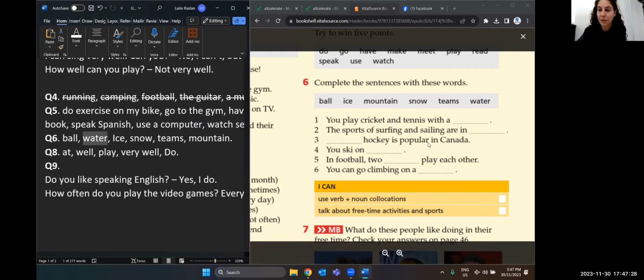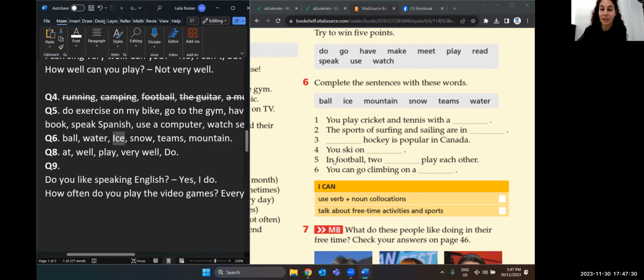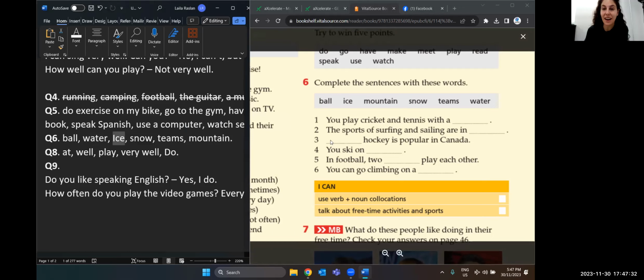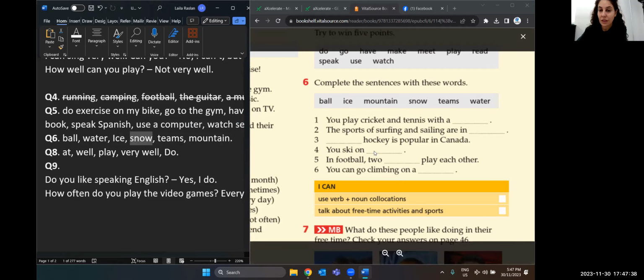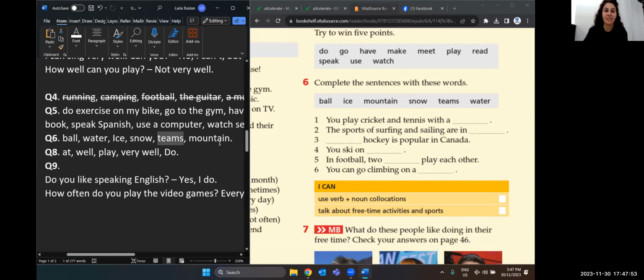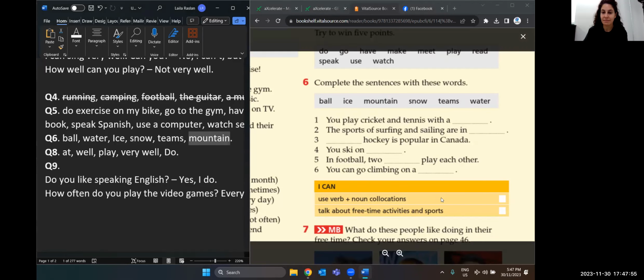Ice hockey is popular in Canada. Yep, make sure it's a capital letter, start of a sentence. You ski on snow. We ski on mountains, yeah, but you ski on snow. In football, two teams play each other. And you can go climbing on a mountain.